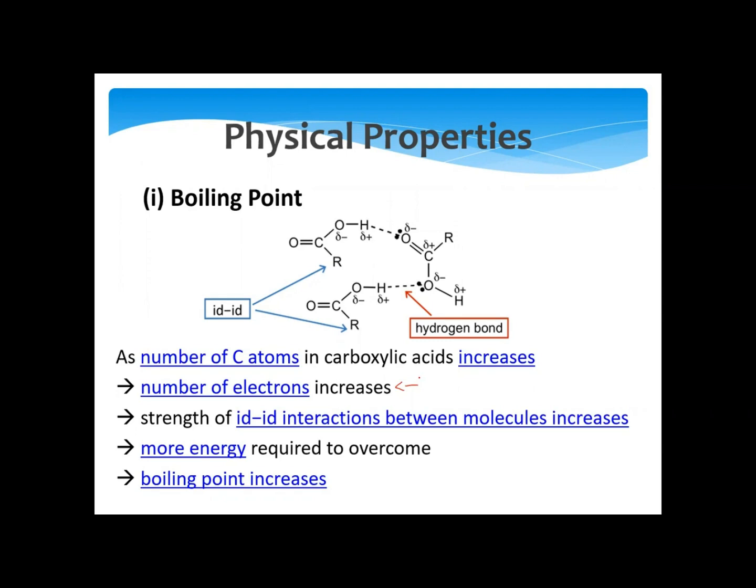So at standard conditions, those carboxylic acids with a lower number of carbon atoms are actually liquids.